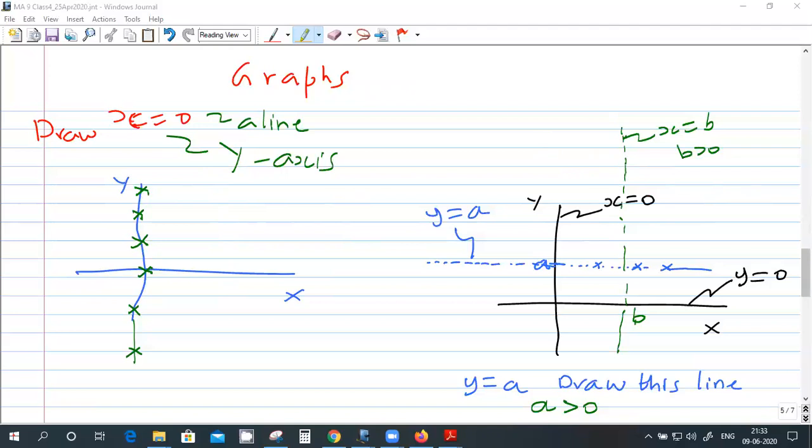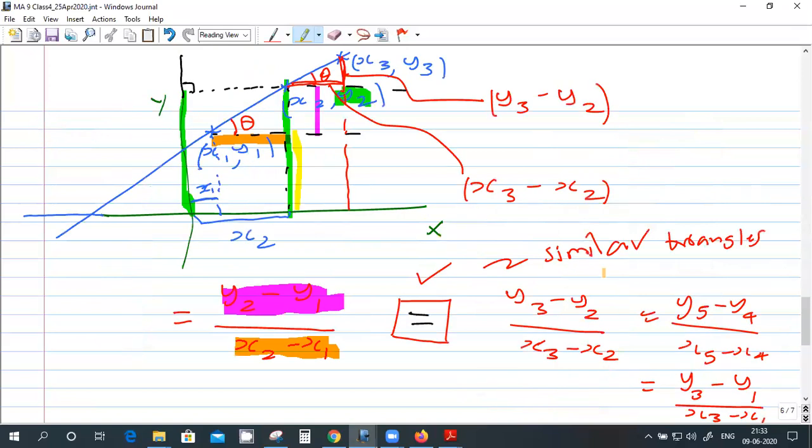So the equation of a line parallel to the y-axis is x equal to constant. And the equation of a line parallel to the x-axis is y equal to constant. This line.